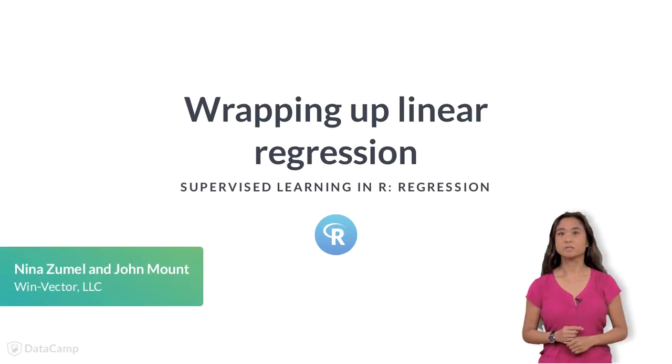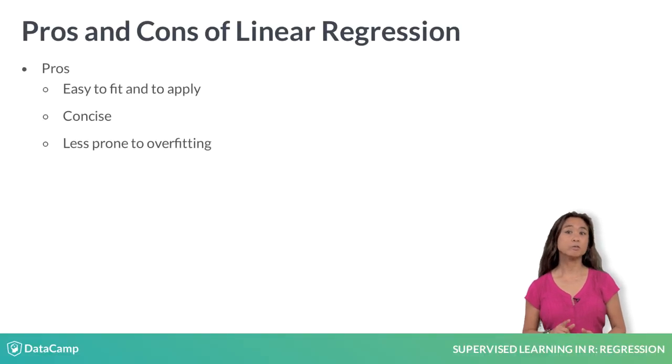Now you have the basics of linear regression from a machine learning perspective. Before we move to other algorithms, let's discuss advantages and limitations of linear regression. Linear regression models are easy to fit and to apply. They are concise, so they don't need much storage. They are smooth and less prone to overfit than other types of models. This means that their prediction performance on new data is usually quite similar to their performance on the training data.